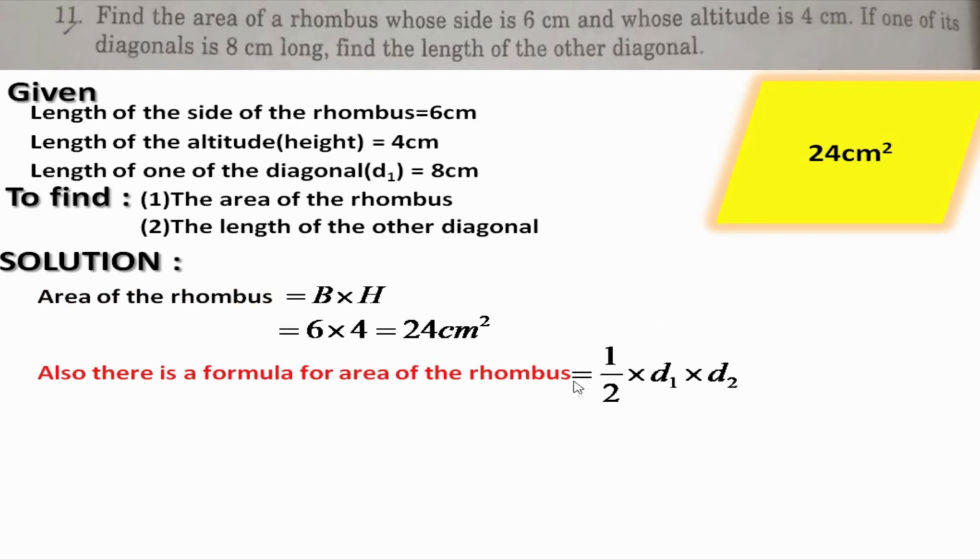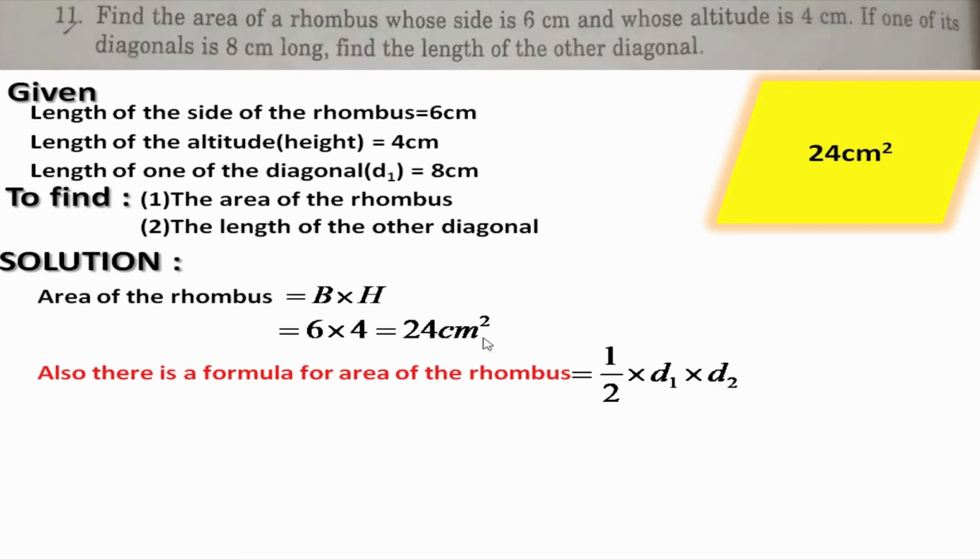One formula for the area of a rhombus is half into d1 into d2. Here you can see base into height is also a formula for the area of a rhombus, and half into d1 into d2 is also a formula for the area of a rhombus. This is the formula when the lengths of the diagonals have been given, and we can find out the area. Understood? But in our scenario, we have the area.